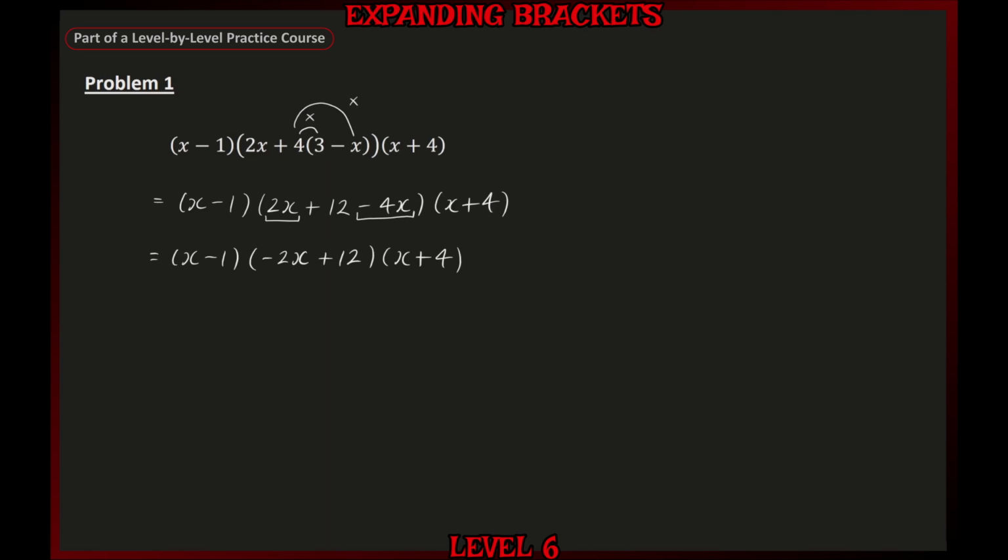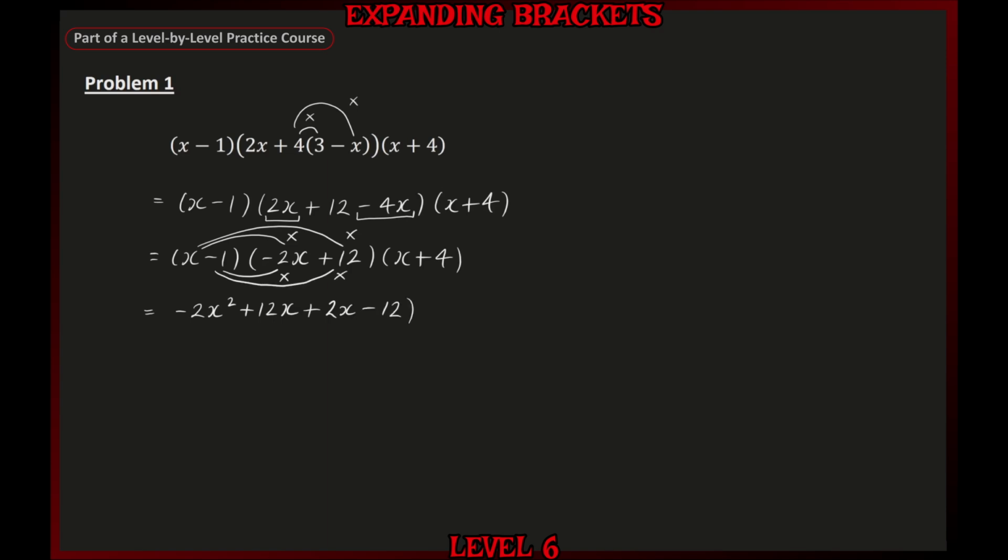Now that we have the product of 3 brackets, we can expand by first expanding the first 2, and then multiplying it by the third later. So starting with x multiplied by minus 2x, this gives us minus 2x squared. X multiplied by 12 gives us plus 12x. Minus 1 multiplied by minus 2x gives us a positive, because 2 negatives multiply to make a positive, and 1 times 2x is 2x. And finally minus 1 multiplied by 12 gives us minus 12.